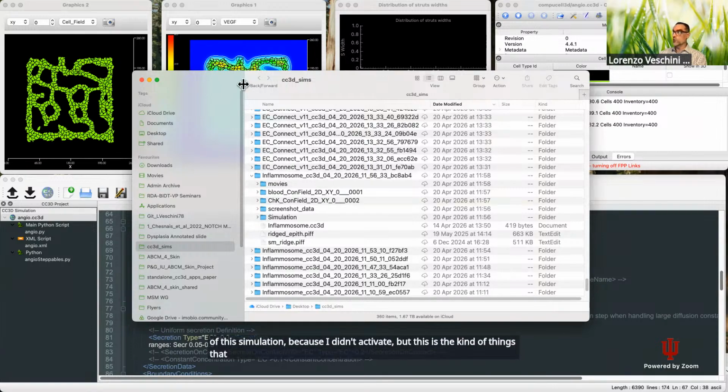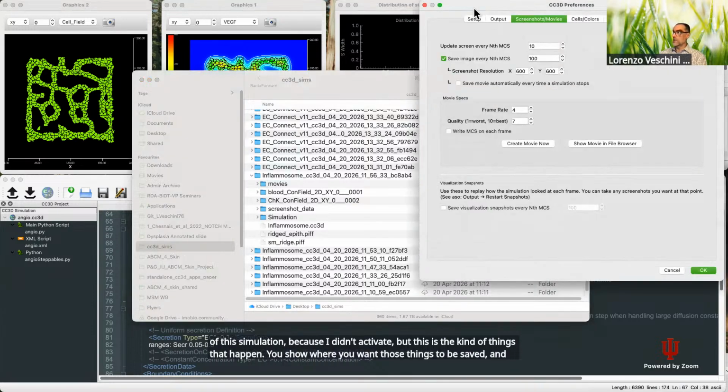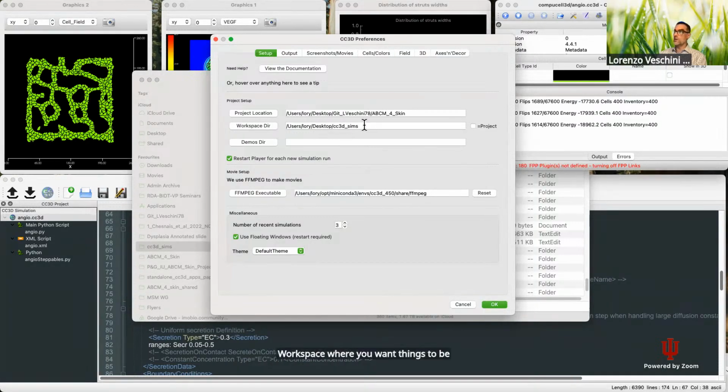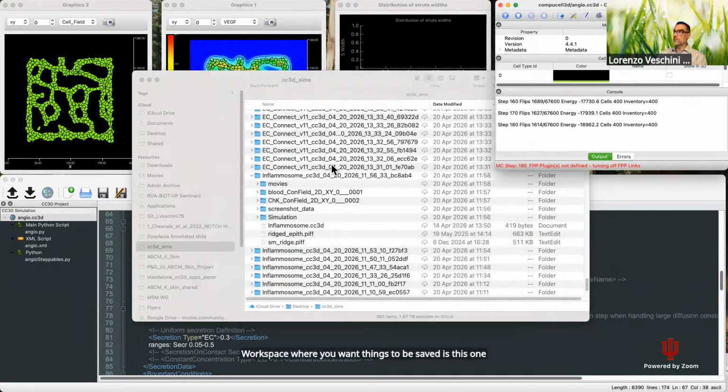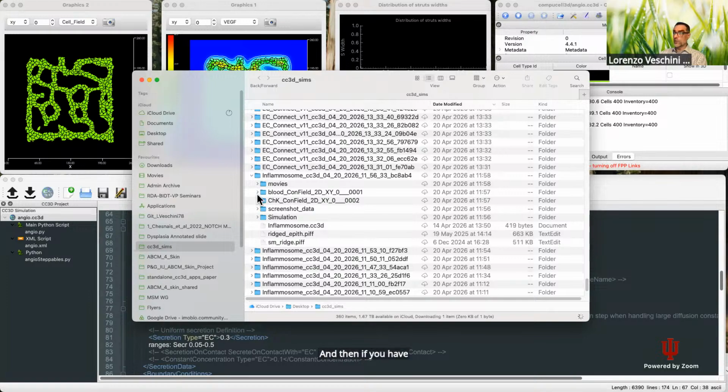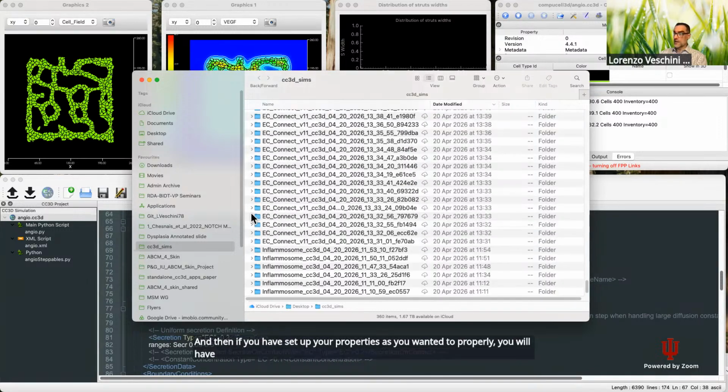You show where you want those things to be saved, and this happens, if I'm not wrong, in the setup where you put everything. So the workspace where you want things to be saved is this one. Here, each time you save and run a simulation, a new folder will be created with your simulation itself, and actually you can use it as a snapshot.